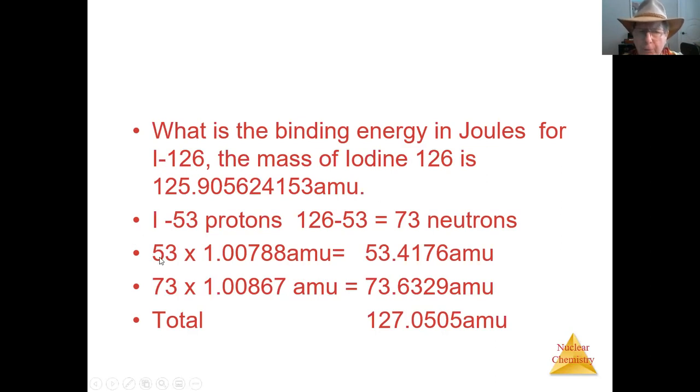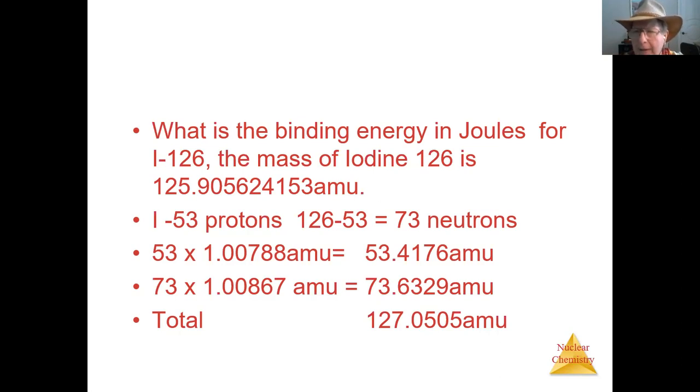I multiply my protons by the weight of a proton, I get 53.4176. I multiply my neutrons by the weight of a neutron, I get 73.6329. I add both of them together, I get 127.0505.